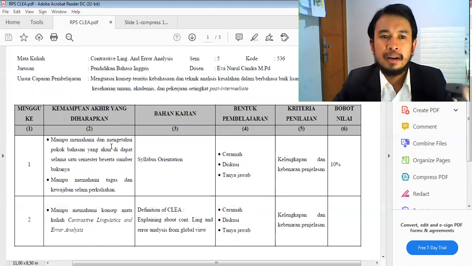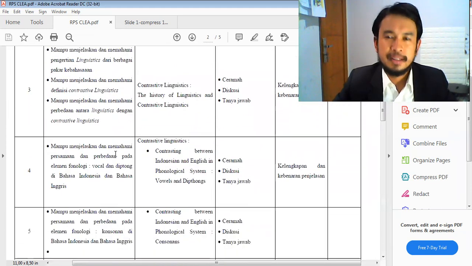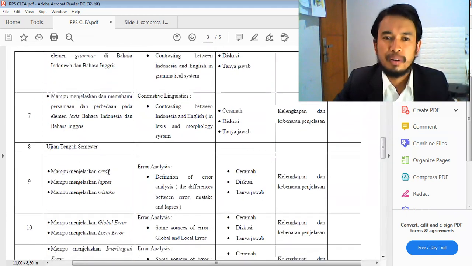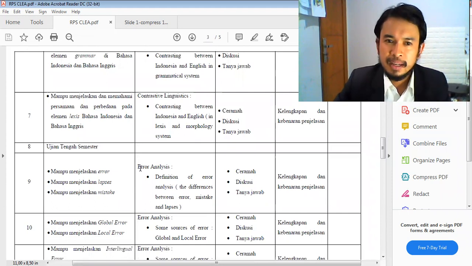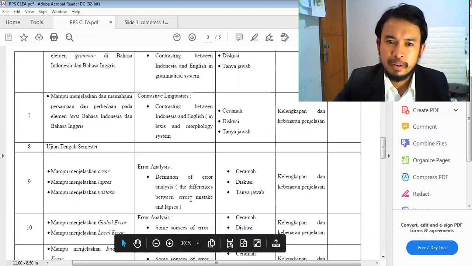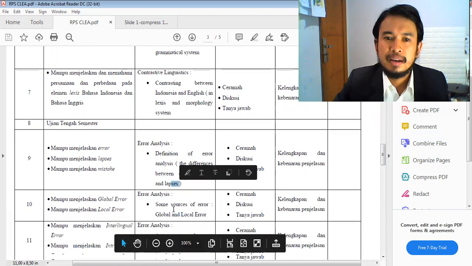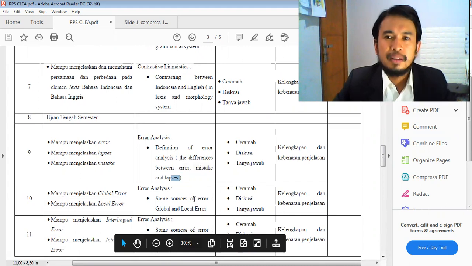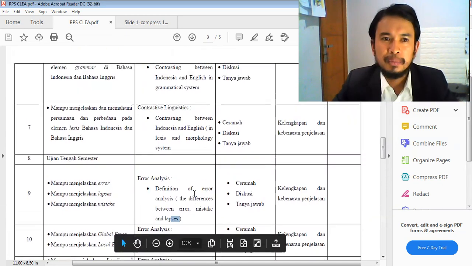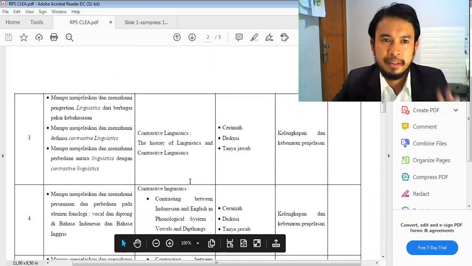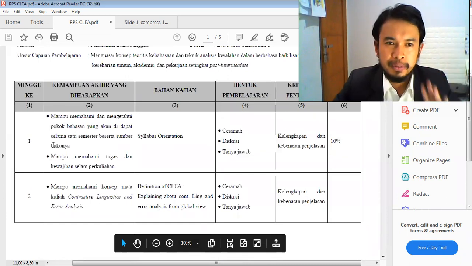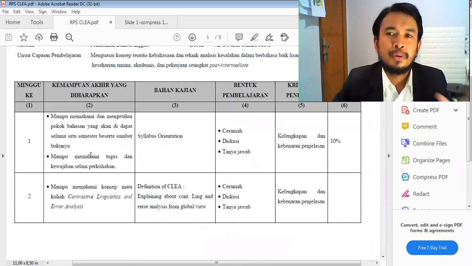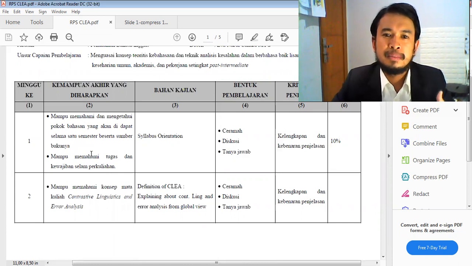And also, after the mid-test, we are going to talk about error analysis. In error analysis, you are going to talk about the differences between error, mistake, and also lapses. But in order, I'm going to talk about the first meeting, of course. So we are going to talk about this one. So what you are going to get from this material.